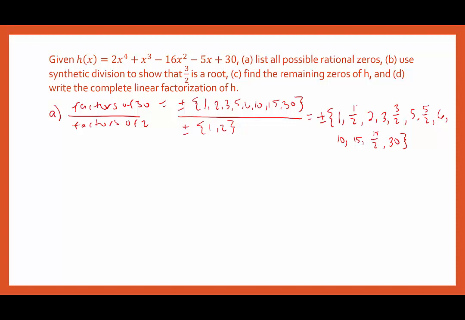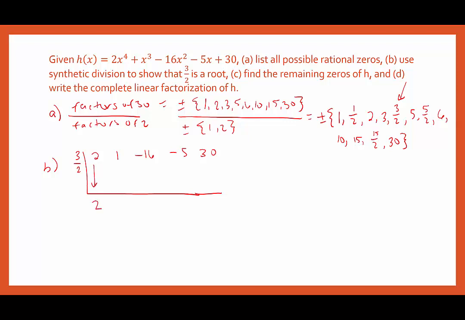For B, we're going to show that 3/2 is a root. And let's consult. Hey, look, it's on the list. Okay, good. So we're going to use synthetic division to show that 3 over 2 is a root of this function. We have 2, 1, negative 16, negative 5, and 30. And for this one, since it is a degree 4 polynomial, we are expecting 4 zeros.